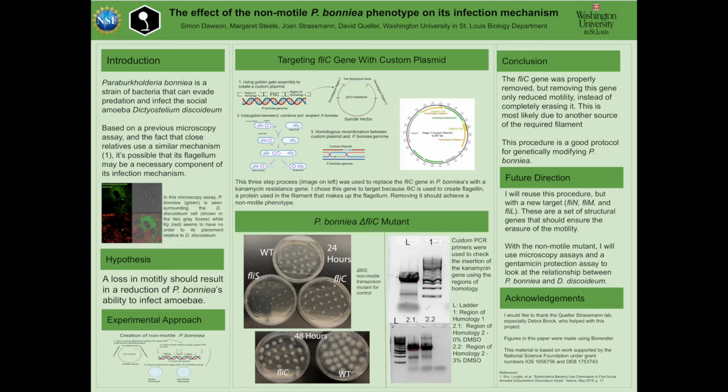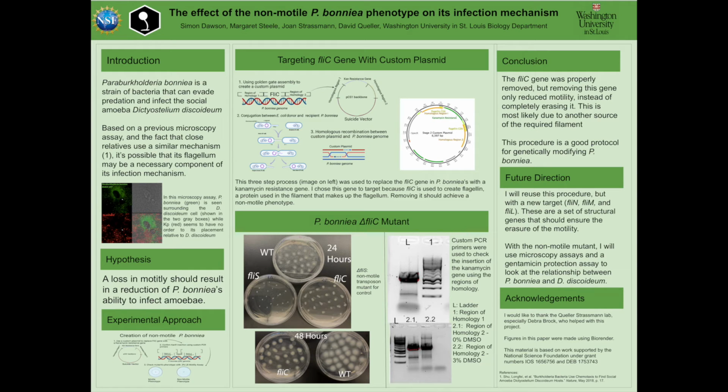Then I used an E. coli donor to conjugate the plasmid into a strain of Parabolidaria banya. At this point, homologous recombination occurs, and that flagellum C gene is swapped out with my kanamycin resistance gene. The PCS1 backbone is a suicide vector, so it should cease to function on its own accord after the homologous recombination. But to make sure that it does, I used an Hyco tetracycline counter-selection plate to check.